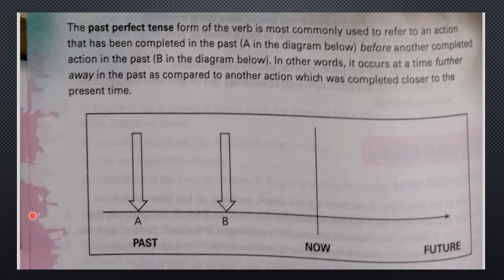So there will be two actions. One will take place first and the other a bit later. So in those cases, the first action will take past perfect and the second one will take simple past tense. So that much is here in this slide. Let us move on to the next to see what is there.